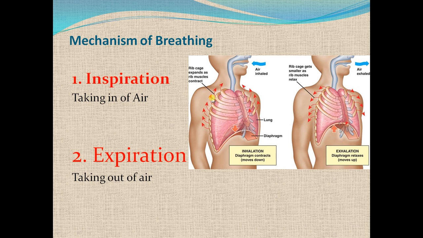During inspiration, the intercostal muscles contract. When they contract, the rib cage moves outward, and when the diaphragm muscle contracts, it becomes flat. So the space inside the chest cavity, the thoracic cavity, increases, the lungs swell up, and the air rushes in through the mouth and finally comes to the lungs.